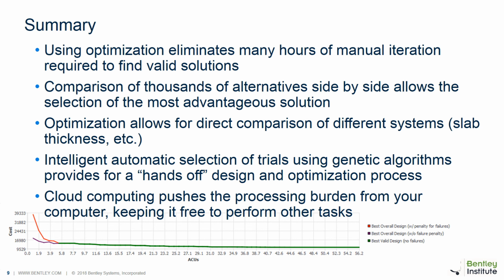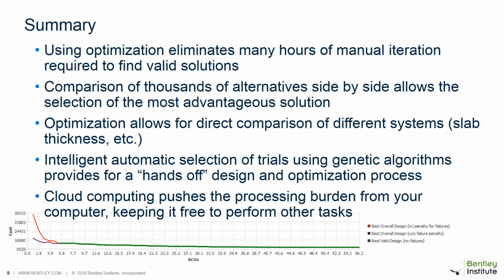So to summarize what we've looked at today, optimization eliminates many hours of manual iteration. In a sense, it performs an automated design, so it automates the design process and eliminates the need to go through all those iterations manually. And it can compare thousands of alternatives side by side, which is really the only way to know if you have the most economical solution. It also allows for direct comparison of different systems, such as different slab thicknesses, potentially different tendon layouts.